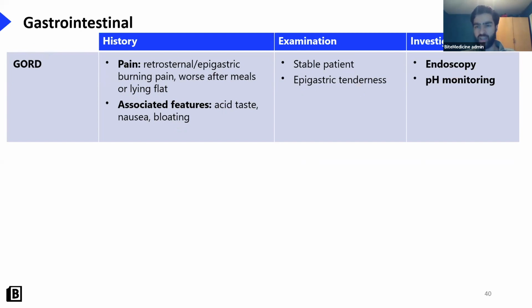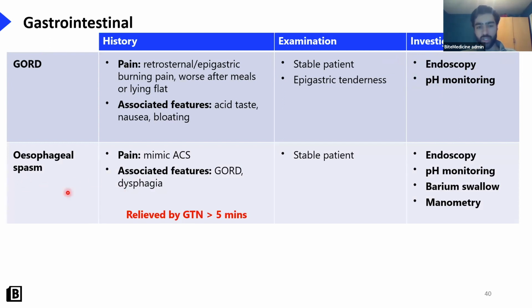And you don't necessarily need to do any investigations if it's clinically obvious from the history. But if you're worried about more suspicious findings like cancer, then you may wish to do an endoscopy. Or if it's an unclear diagnosis, then you can do endoscopy and pH monitoring, where you can actually measure the pH of the esophagus over 24 hours.